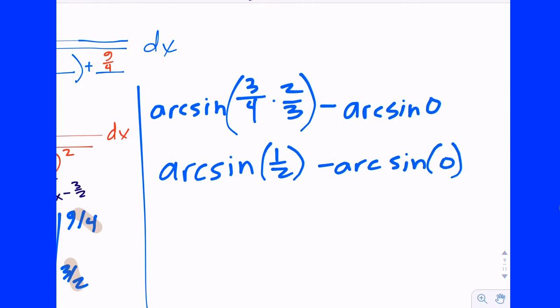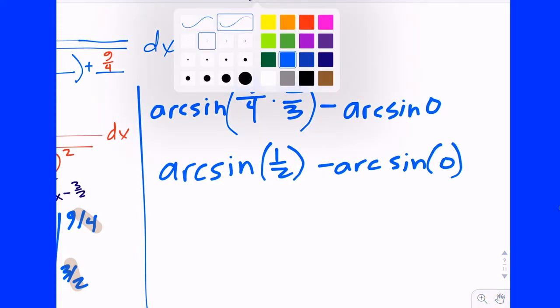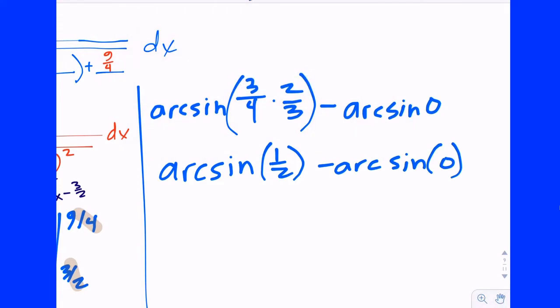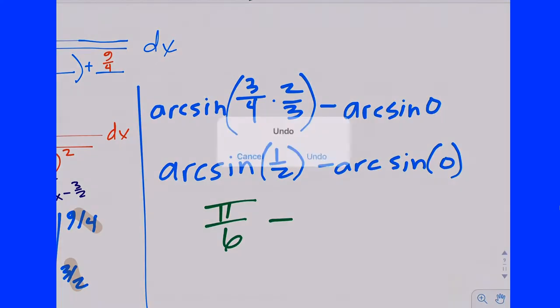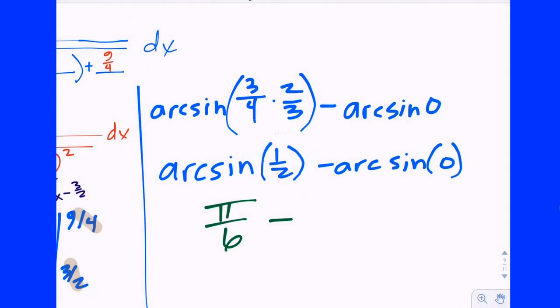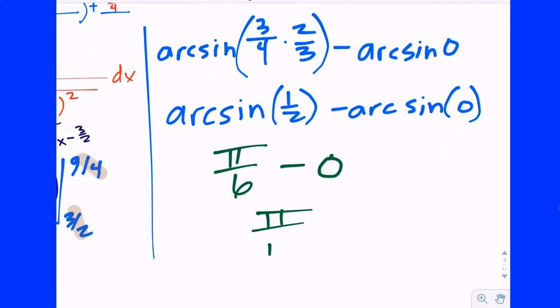Sine of what angle is 1/2? Arc sine of 1/2 is what angle? Pi/6, good. And again, it's not 5 pi/6, even though sine of 5 pi/6 is a half, because that's outside the principal value range of the inverse sine function. And then arc sine of 0, where is sine 0? At 0. And we don't include pi, because again, it's outside the PVR. So the final answer is pi/6.